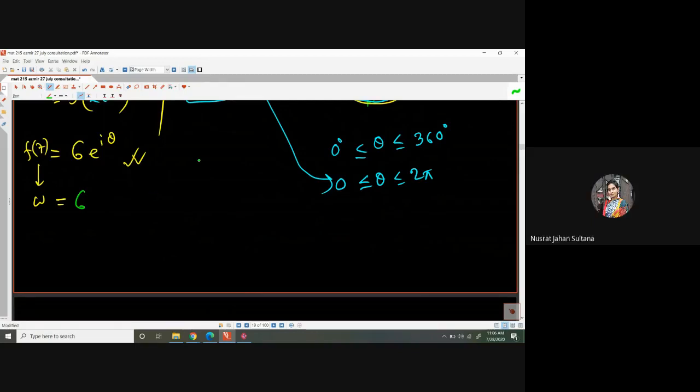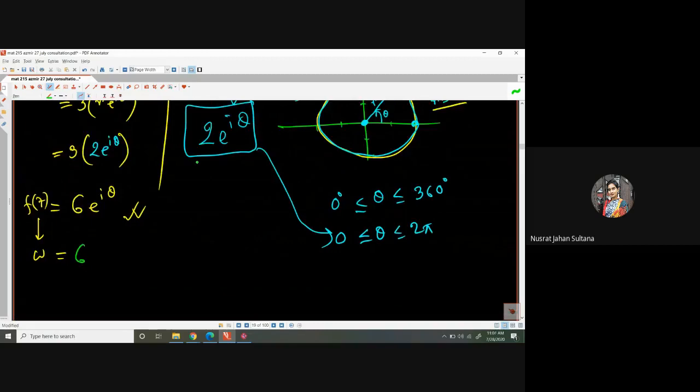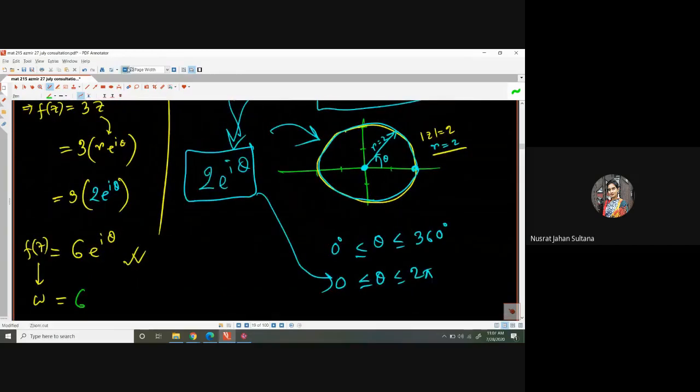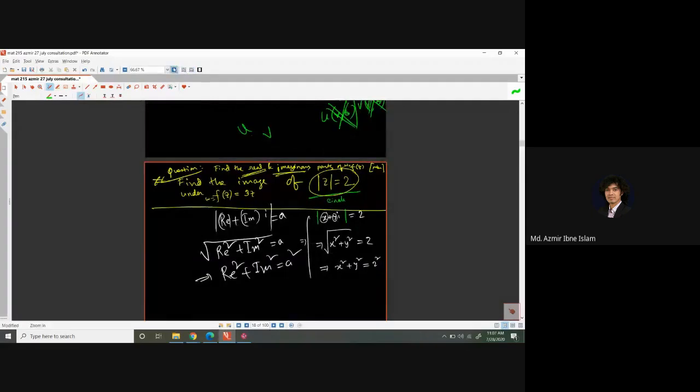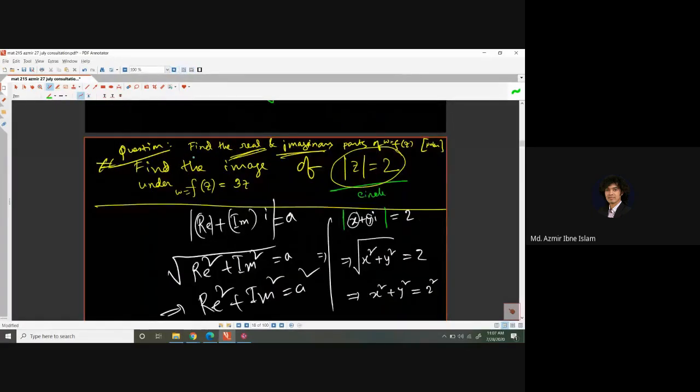Sir, can you just scroll up a little bit? I didn't see the question actually, the extension part. Okay. I have written that for this function f of z equal to 3z, find the real part and imaginary part of that function f of z. Okay, sir. Thank you.